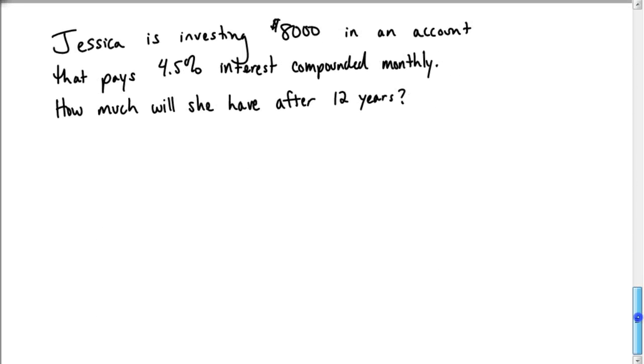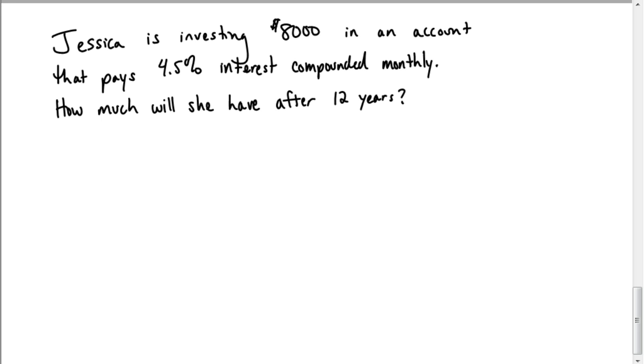So it's pretty simple as long as you use that formula. So I want you to use the formula again for this particular problem. For Jessica, who is investing $8,000 in an account that pays 4.5% interest compounded monthly, how much will she have after 12 years? So I want you to work this out on your own. So go ahead and pause the video and hit play when you're ready to check your answer.